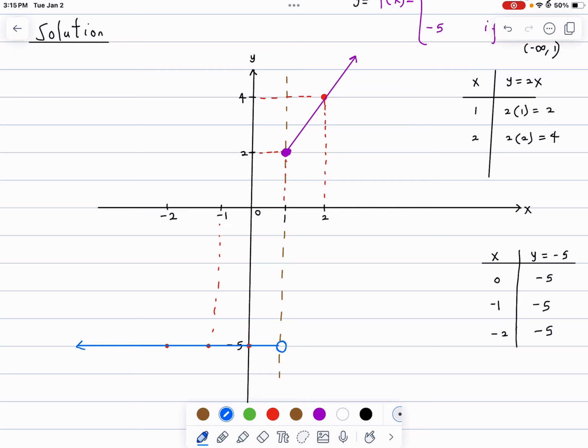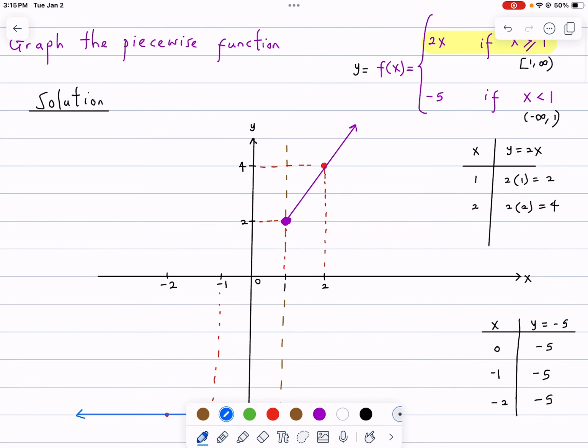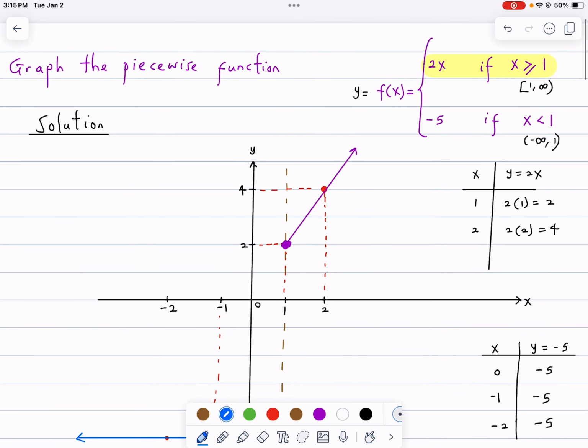Pretty graph. That's it. That's the graph of the function f of x equals 2x if x is greater than or equal to 1, and -5 if x is strictly less than 1.